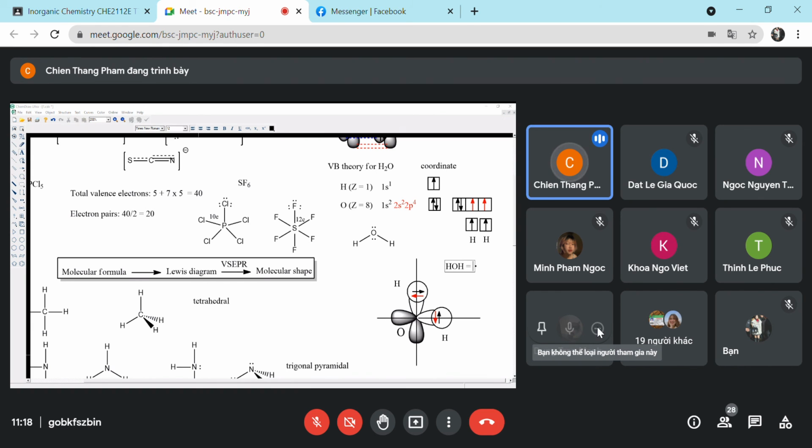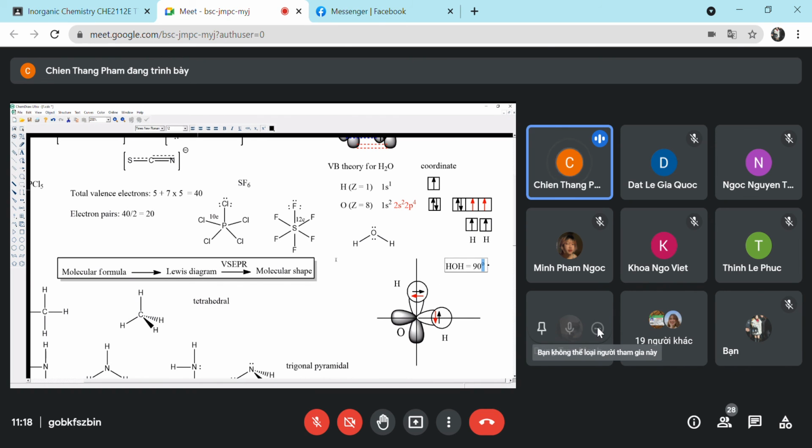What is the angle HOH now? From this picture, what is the angle between the hydrogen, oxygen, and hydrogen? The HOH is 90 degrees. Because you can see that the two hydrogens are perpendicular with each other, so the angle is 90 degrees.